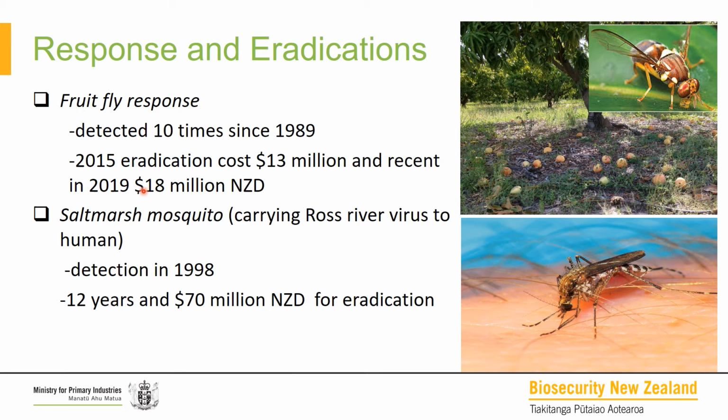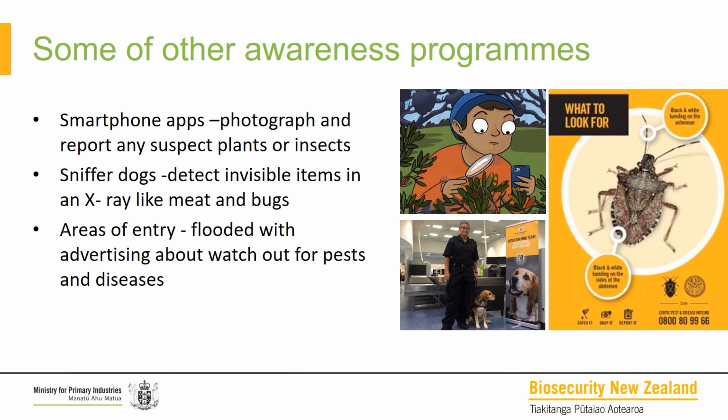2015 and 2019. And another recently completed successful eradication is a mosquito, the southern salt marsh mosquito, carrying Ross River virus to humans, which was found in 1998 and followed by, I think, similar discoveries across the country. It took 12 years and 17 million New Zealand dollars to eradicate the pest.